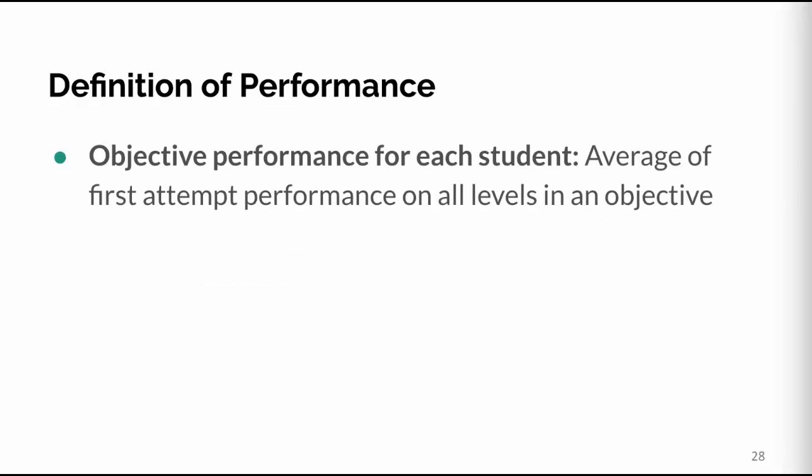We define objective performance for each student as the average of first attempt performance on all levels in an objective. Suppose an objective has 20 levels. The performance of a student in that objective is the average of the first attempt performance on all 20 levels.